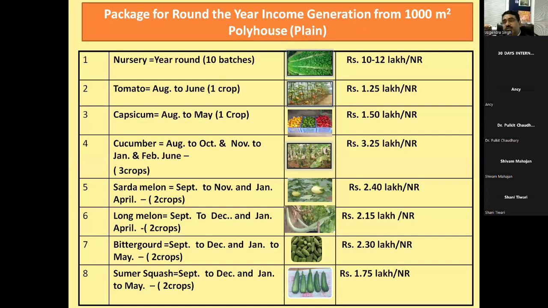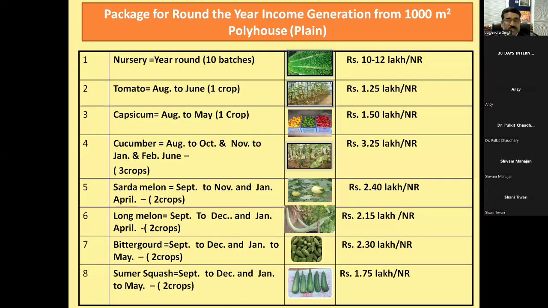If you have a nursery, raising round the year in 10 bags, the income is more than 10 lakh to 12 lakh. If you grow tomato, August to June, one crop, we can receive more than 1 lakh rupees. If you grow capsicum, August to May, one crop, we can receive more than 1.5 lakh rupees. If you grow 3 crops of cucumber, August to October, November to January, February to June, we can receive a net return of more than 3 lakh rupees per 1,000 square meters.